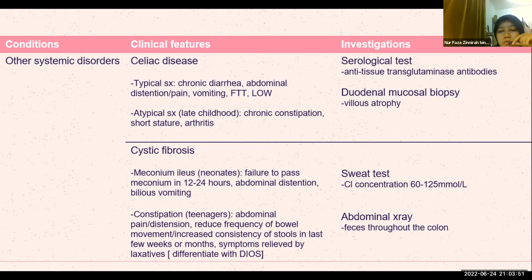So we can order an abdominal X-ray. In constipation, the feces will appear throughout the colon, while in DIOS, the fecal mass is in the ileocecal region.